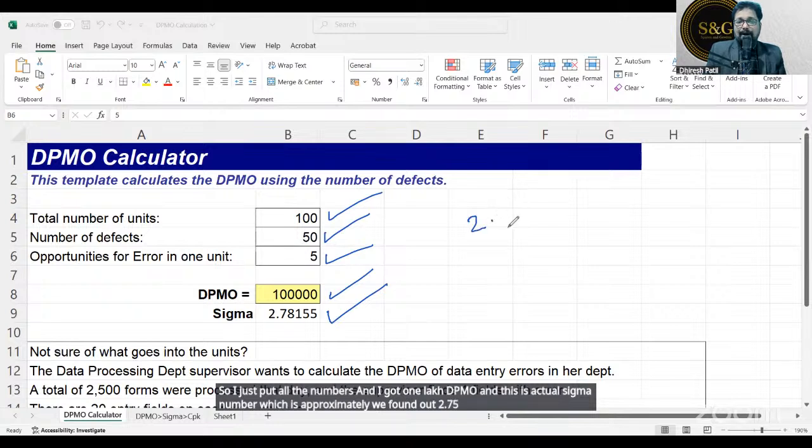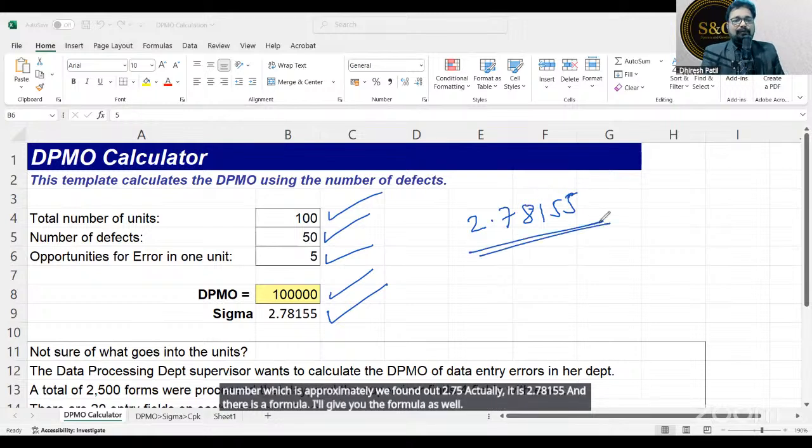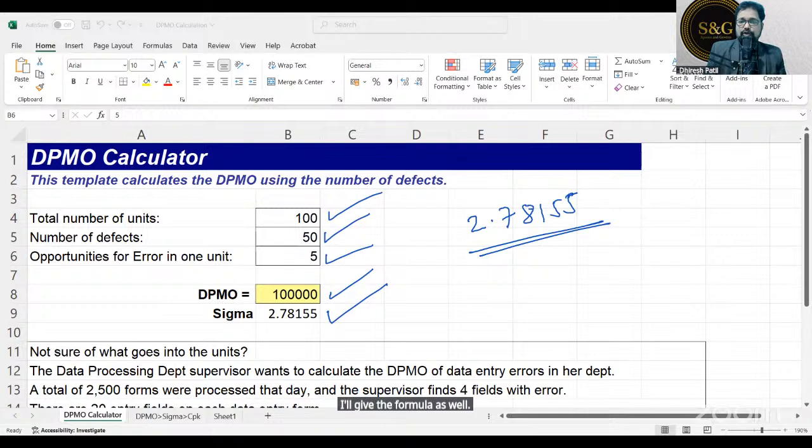Actually, it is 2.78155. And there is a formula. I'll give you the formula as well. So this is a 2.78 sigma process.